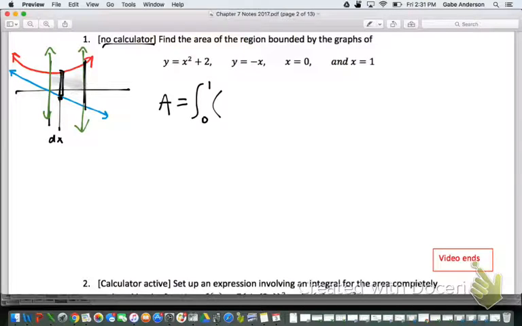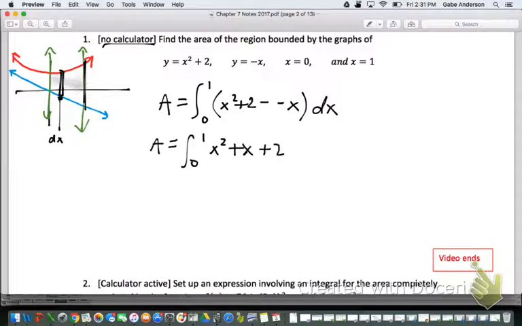And then for my region, I'm going to think of the height of my representative rectangle as high minus low. So the high function is x squared plus 2 minus the low function, which is negative x. And then my base length, or my thickness of my rectangle, is dx. So do a little bit of cleanup work here. Integral from 0 to 1 of x squared plus x plus 2 dx.